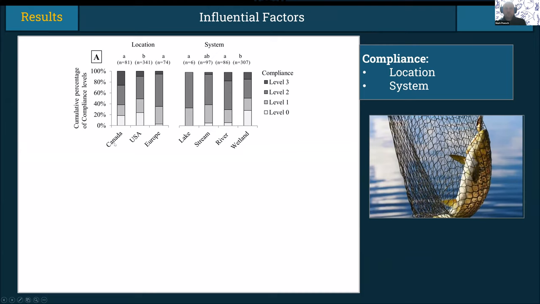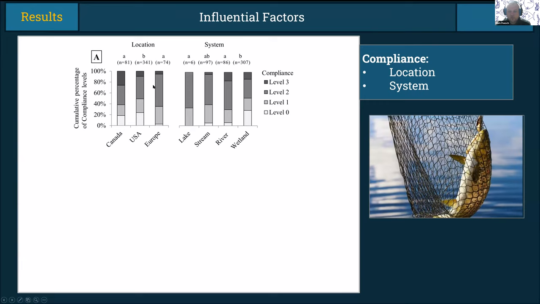And so we could just look at the location. Our systematic review predominantly had projects from Canada, United States, and Europe. We had some projects from Australia, but there weren't a sufficient sample size to really do much with it. So we really concentrate on North American and European fresh waters.